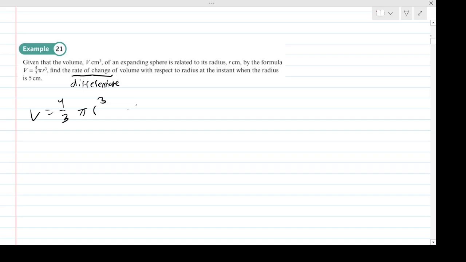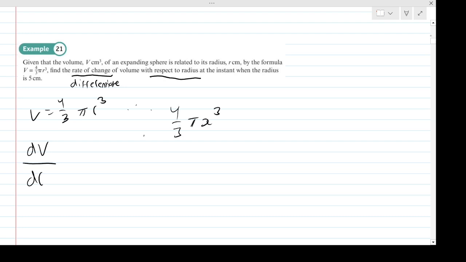So find the rate of change of the volume with respect to radius at the instant where the radius is 5. We have the volume, and it's told us to find the rate of change, which means we need to differentiate this expression with respect to radius. That's saying, how does the volume change when the radius changes, in simple words. So we need to differentiate the r variable. If you think of r as x, then it's kind of like 4/3 pi x cubed.